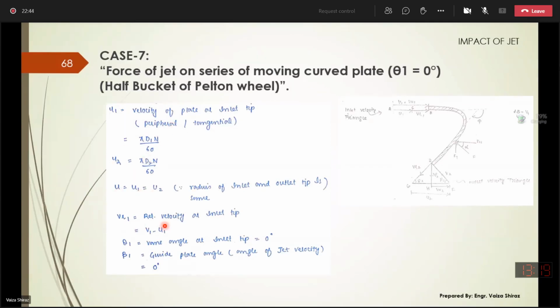Now VR1 is the relative velocity at the inlet tip, and in this case the angles are theta 1 and beta 1.